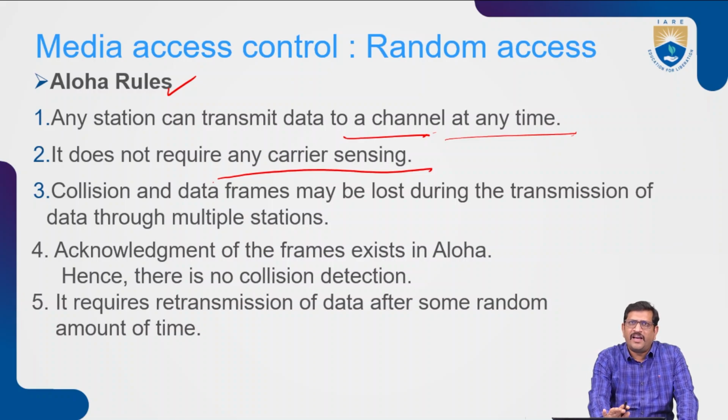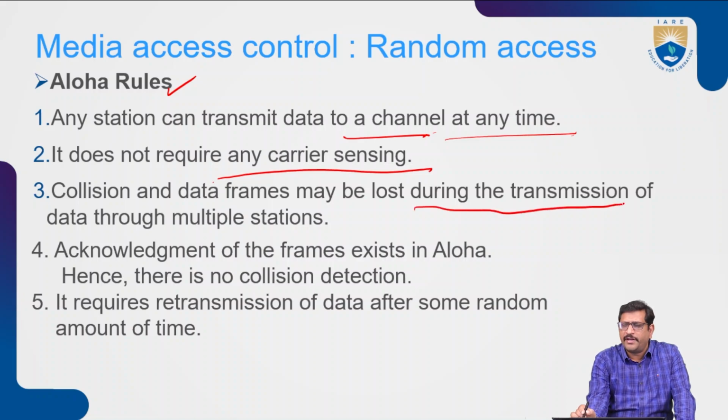And the third one is collisions and data frames. Collisions and data frames may be lost during the transmission of data through multiple stations. It may be that collisions occur and some frames are lost. This will happen with the Aloha protocol. The acknowledgement of the frame exists in the Aloha protocol.